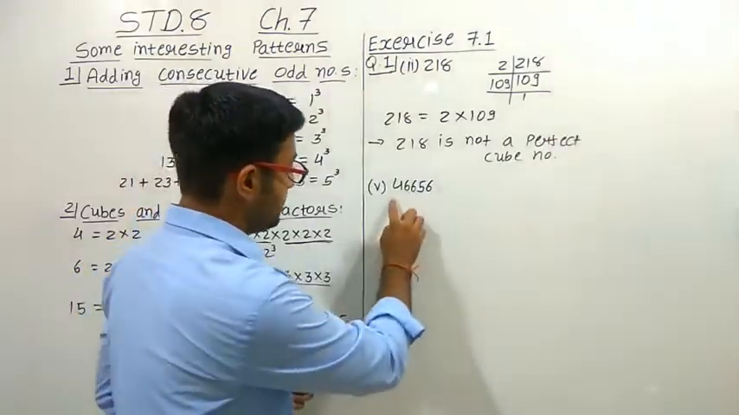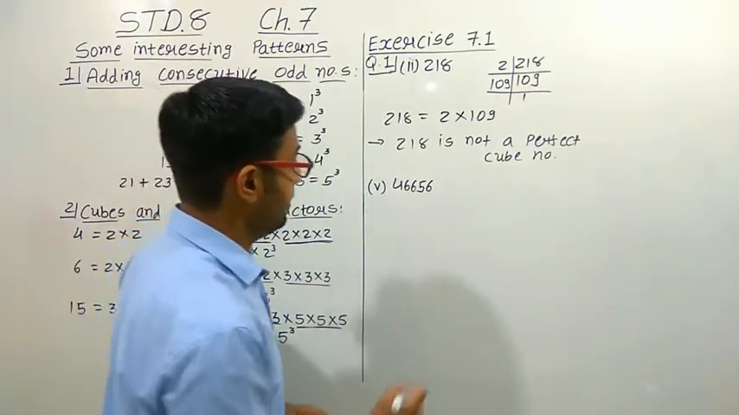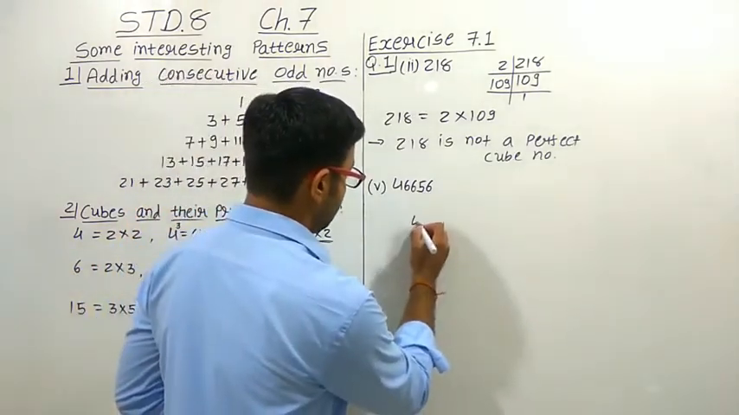Okay, now let us take this number 46656. We have to do the same kind of things. We have to factorize it.